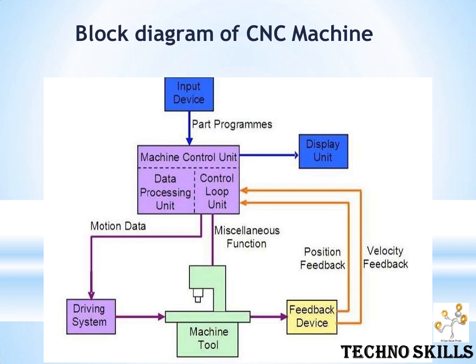All these other sequential functions happen in the CNC with the help of another device called the PLC, programmable logic control. We are not going to see much about the PLC in this video. We are going to concentrate only on the driving system. From the machine control unit, the processed data goes to the driving system, which goes to the axis driving system or the spindle driving system.